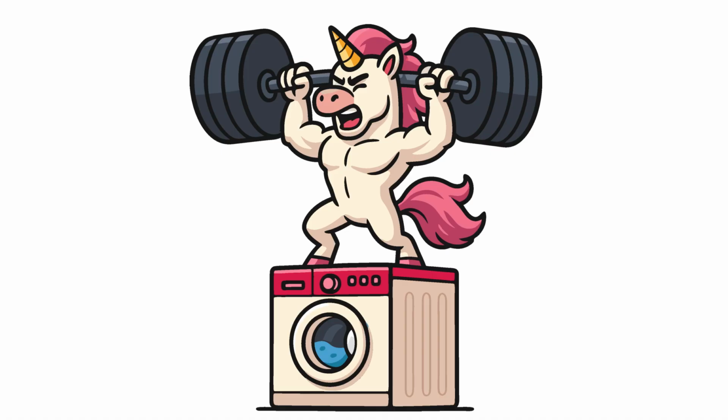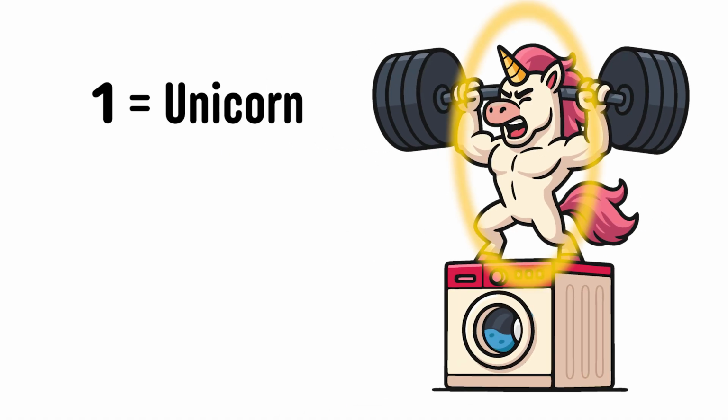George Washington was the first U.S. president. This image represents George Washington. The number 1 is represented by a unicorn, because unicorns only have one horn.